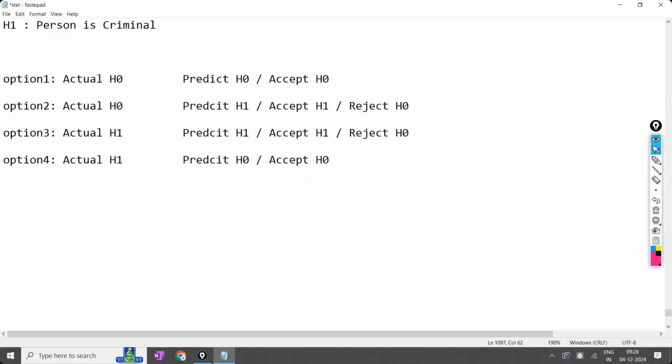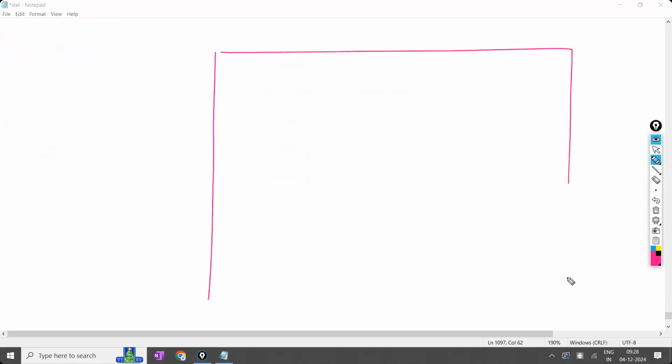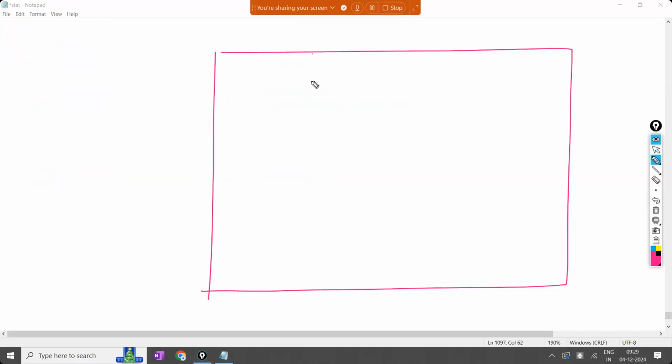Okay. Now, based on this, we are going to draw the confusion matrix. The name itself is called confusion matrix, as many of them are getting confused. They have given the name like that. But no need to get confused. It is one of the most dead easy ones.